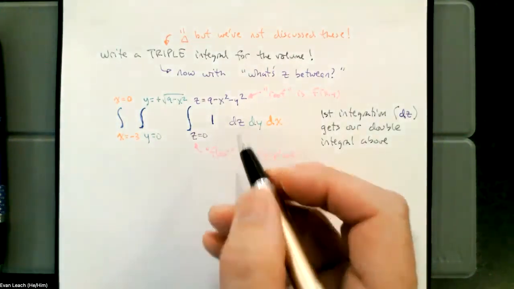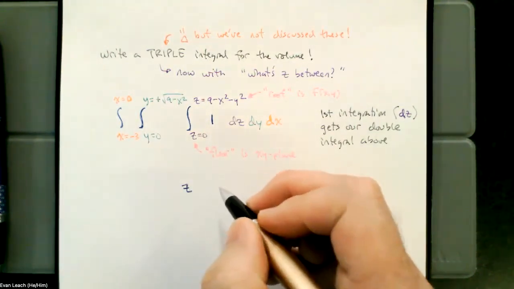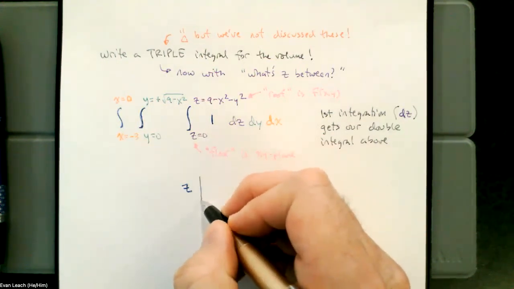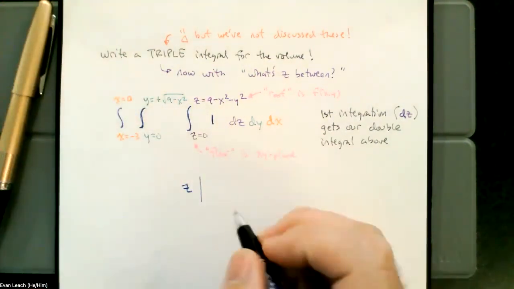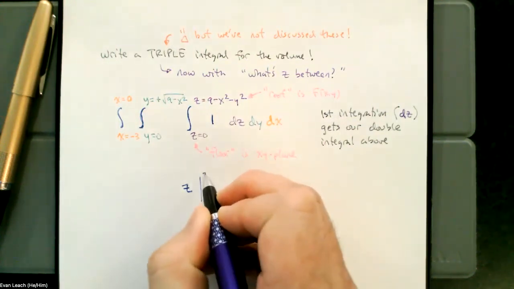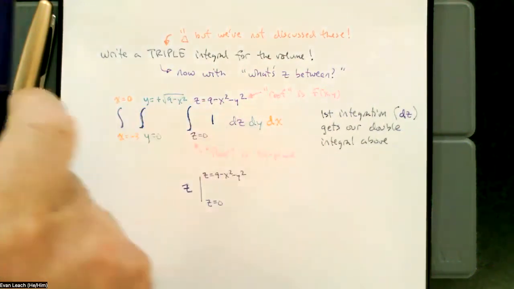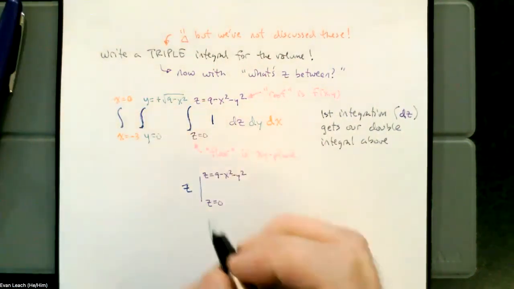So when we integrate dz, we end up with z evaluated from 0 to 9 minus x squared minus y squared. And then the rest is our double integral.